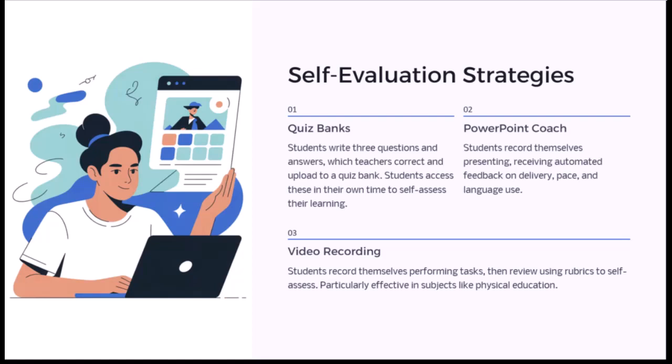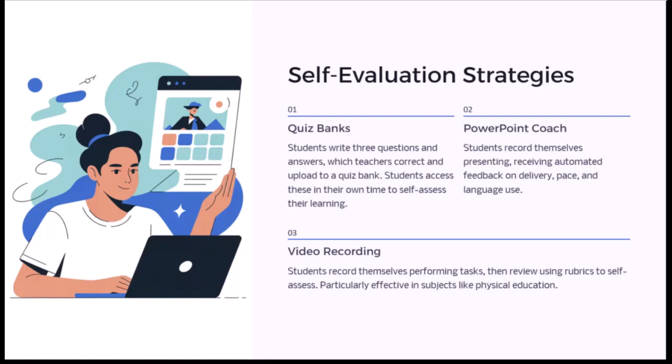Self-regulating strategies involve providing banks of quick quiz questions to provide opportunities for students to self-assess their learning. This can provide opportunities in terms of the self-evaluation element of self-regulated learning. Also, it could form part of a lesson, where each student could be asked to write 3 questions and answers and send them to the teacher. The teacher will correct these and upload them to the quiz bank. Students could be provided with a link to access these at home or in their own time to self-assess.